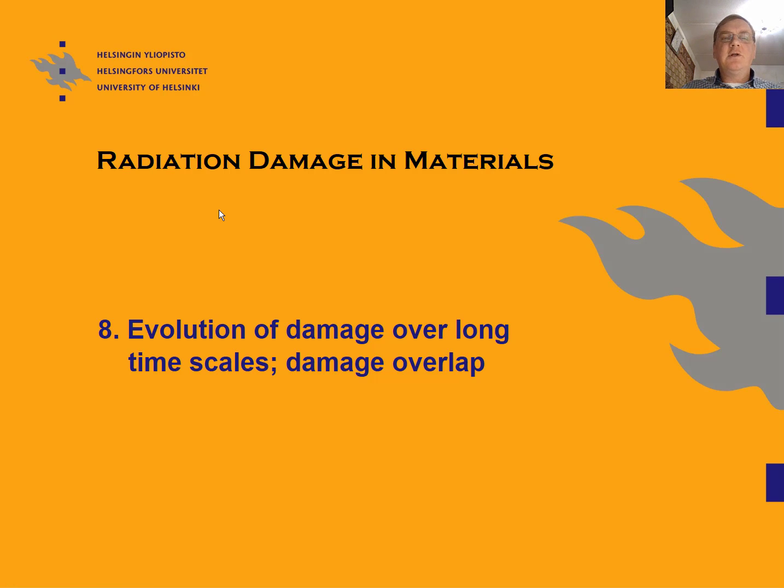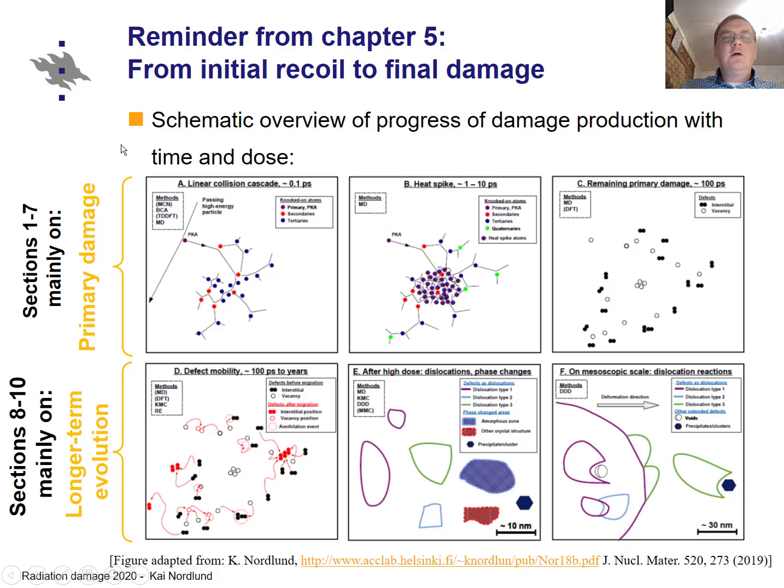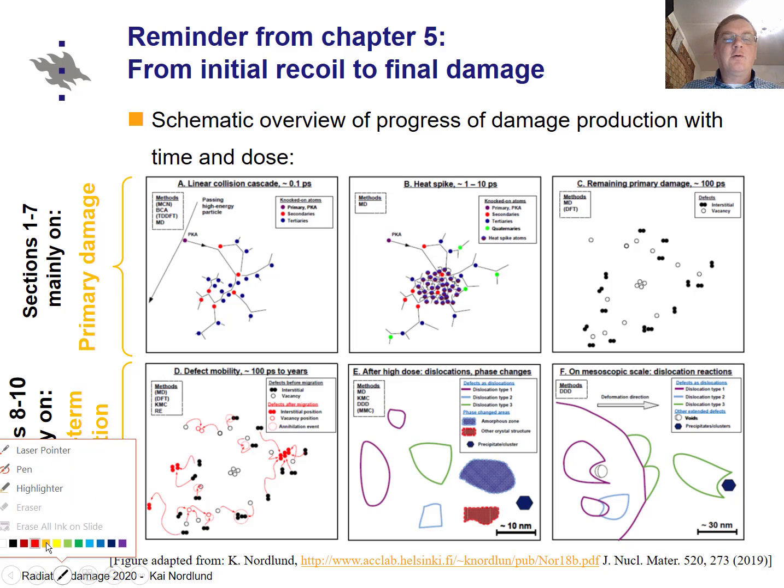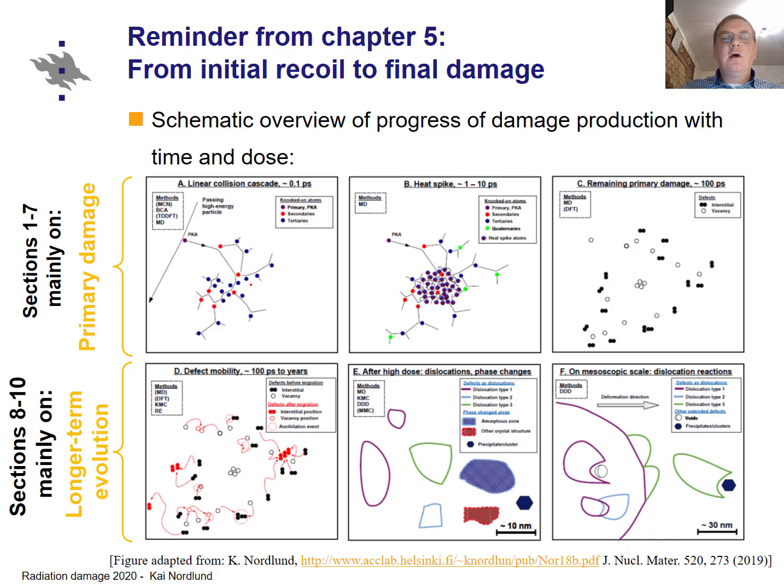Okay, so now we proceed on this course by discussing damage at higher doses and over long time scales. So in brief, to illustrate what we are talking about in this lecture, I'll come back to this schematic which has also been used previously on this course. So far in the course, we have mainly been discussing the primary damage, which is basically the top part of this. We have the collision cascade, the heat spike effects, and then we say that there is a number of damage left after the heat spike, which was discussed and described, for instance, with these ARC-DPA and NRT models.